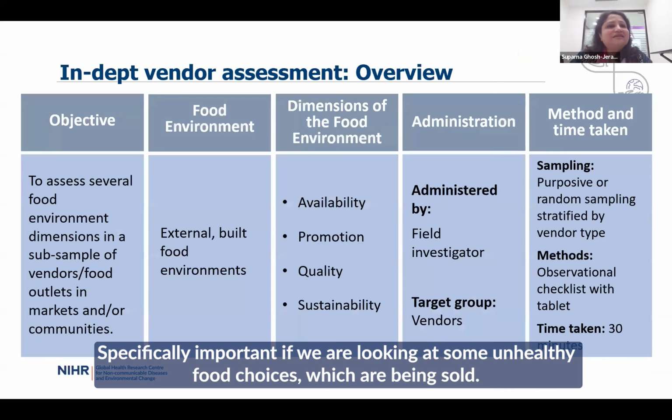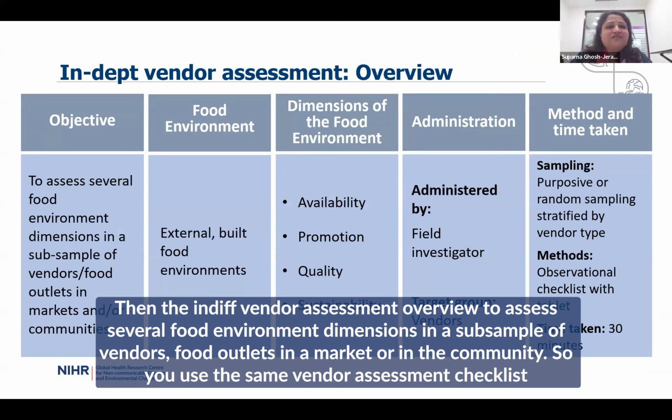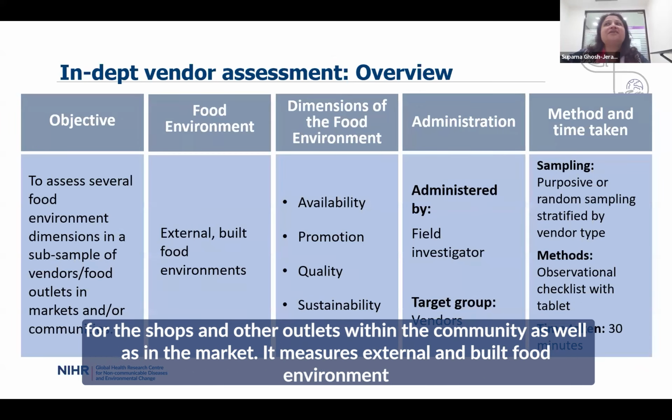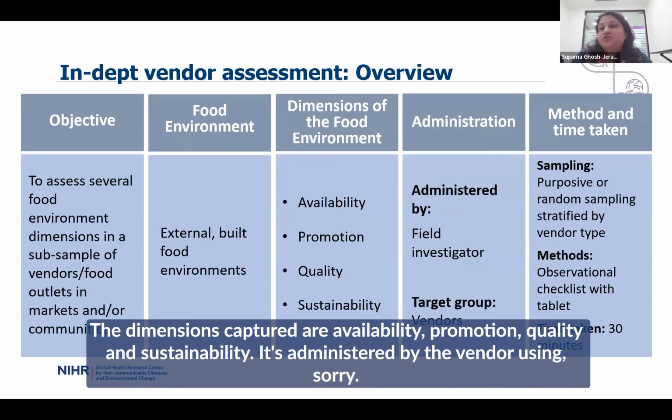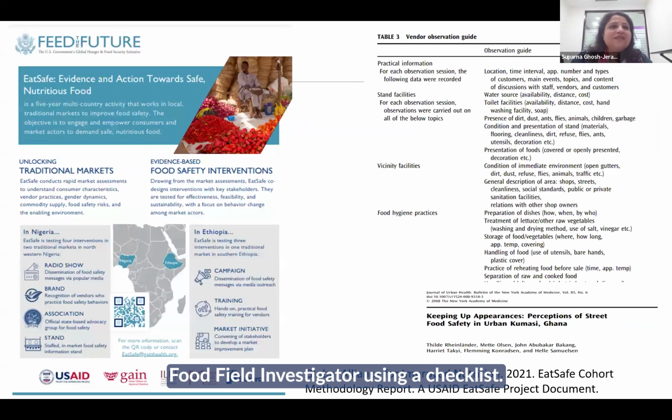Then the in-depth vendor assessment overview is to assess several food environment dimensions in a subsample of vendors, food outlets in a market or in the community. So you use the same vendor assessment checklist for the shops and other outlets within the community as well as in the market. It measures external and built food environment. The dimensions captured are availability, promotion, quality, and sustainability. It's administered by the food field investigator using a checklist.